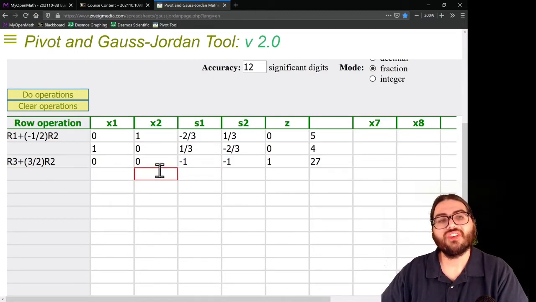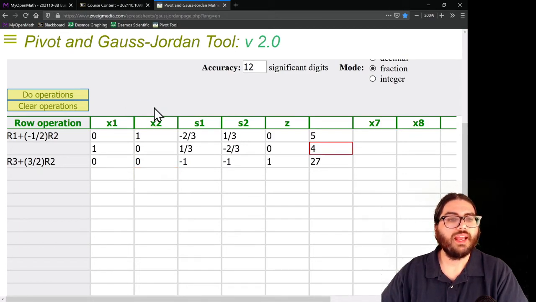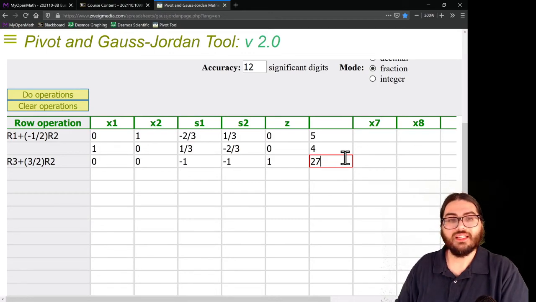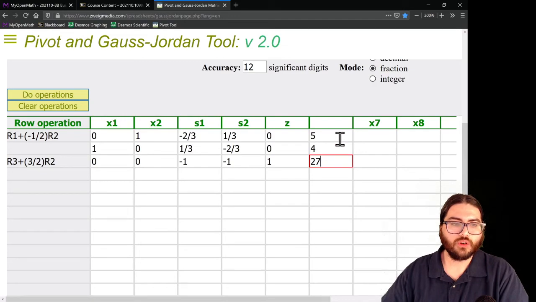Let's see what this says. x1 equals 4. x2 equals 5. S1 is 0. S2 is 0. They're non-basic. Z is equal to 27. So the minimum value of Z is 27 at 4, 5.